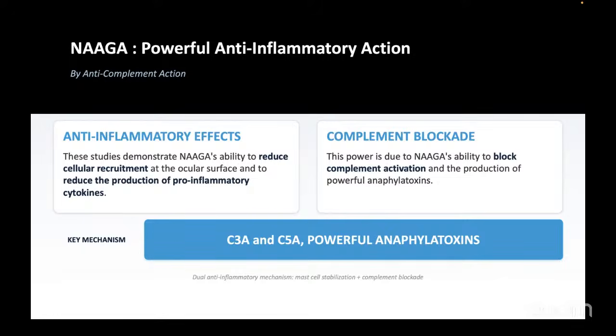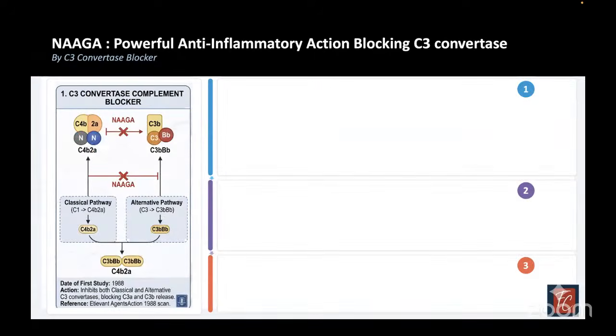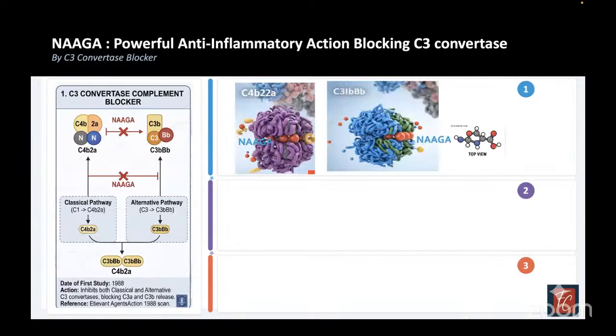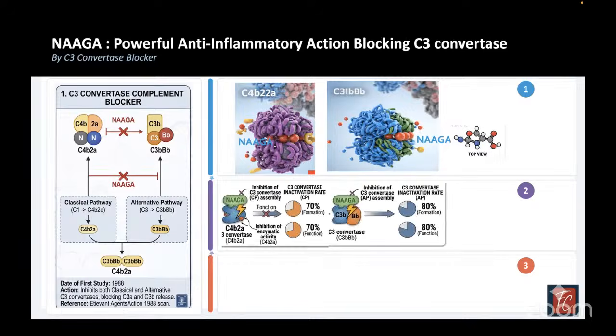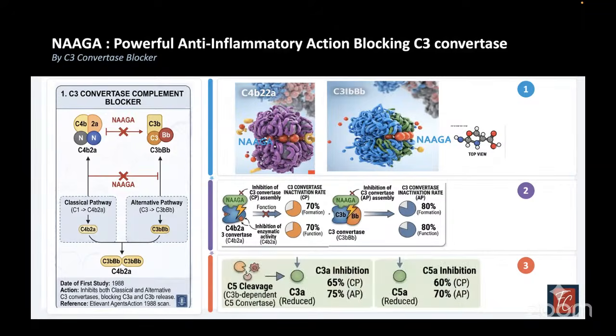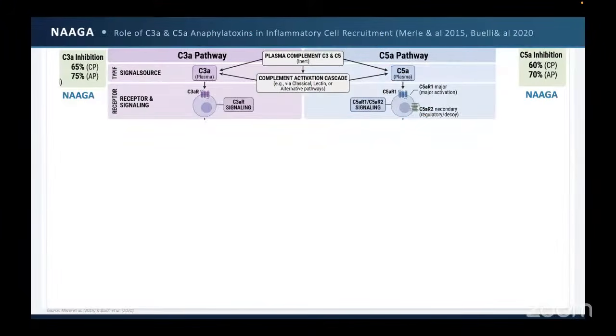And now we know that these molecules are powerful anaphylatoxins. By blocking this C3 convertase, as you see in this 3D scheme, we have NAGA here in red dots. It's blocking both pathways, reducing the C3 and C4 complements by 80%, and it will inhibit the dose of the complement by 75%.